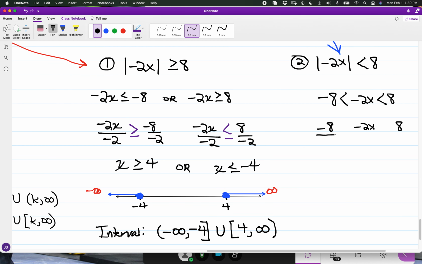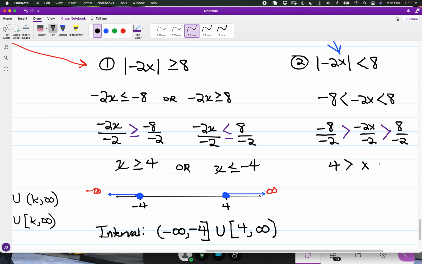And once I divide by -2, the direction of the inequality signs is going to change. So if I had less than and less than, it changes over to greater than and greater than. In this rewrite, -8 over -2 is 4, and 4 is going to be greater than x, and with 8 over -2, that is in turn greater than -4.